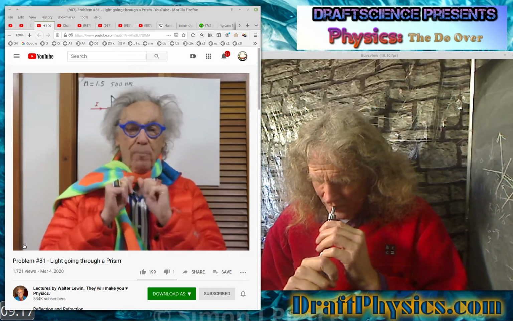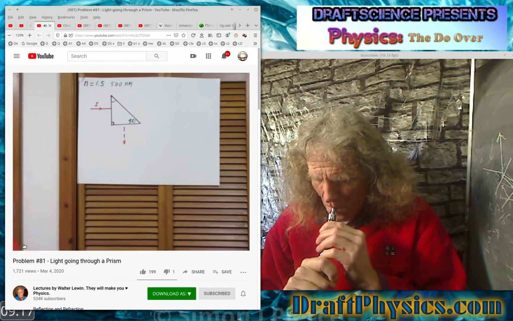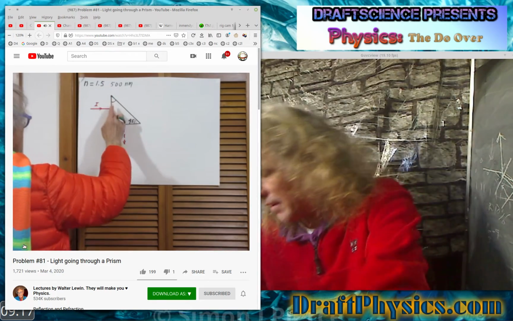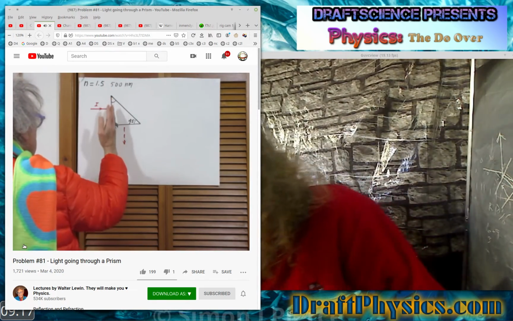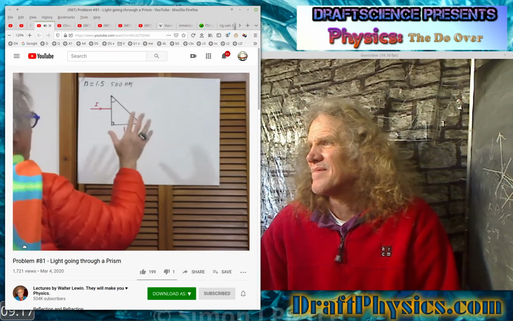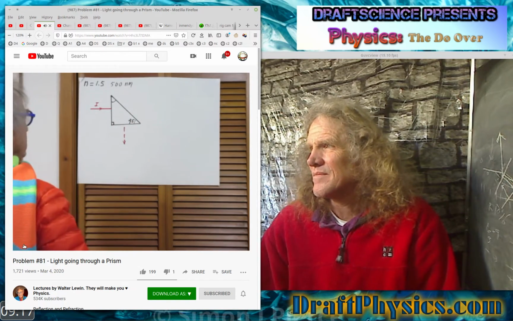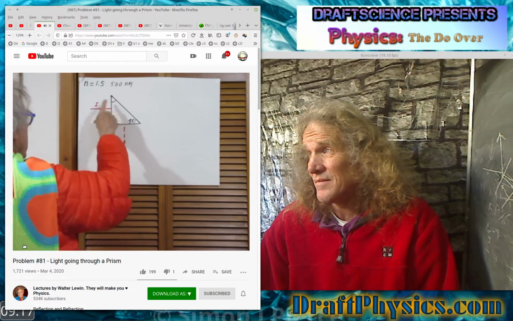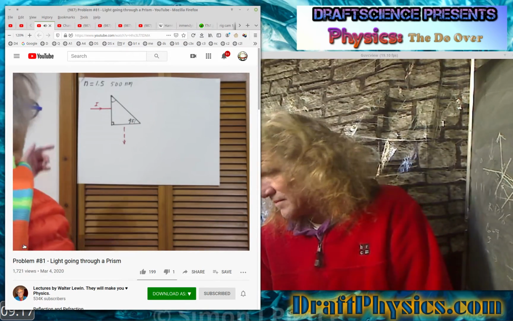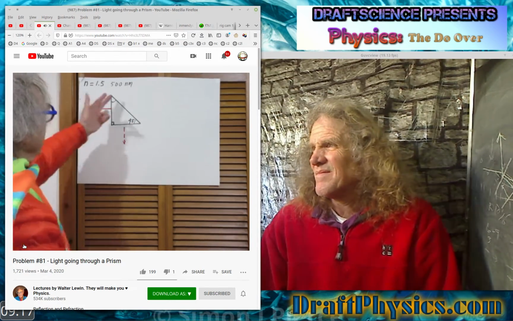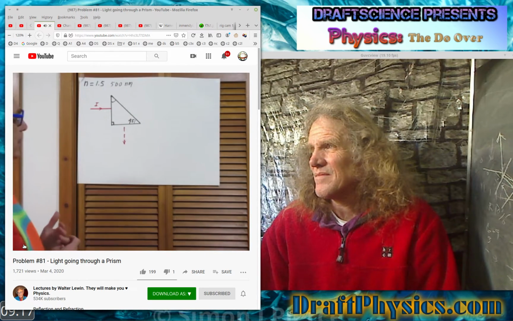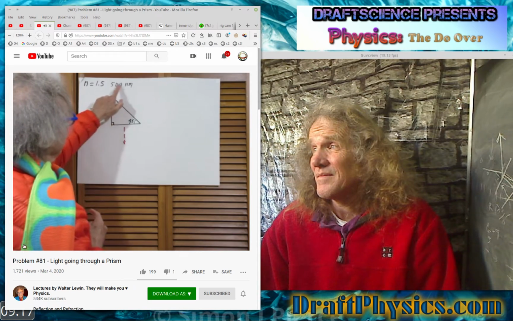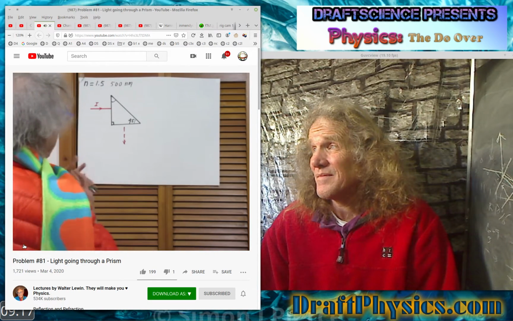Let's first discuss the problem. This is a glass prism. This surface here, and this surface are perpendicular to the plane of the paper. The angle here is 90 degrees, 45 degrees here, and 45 degrees. I have a narrow beam of green light, which has a wavelength of about 500 nanometers. And the index of refraction of this glass for this wavelength is 1.5.